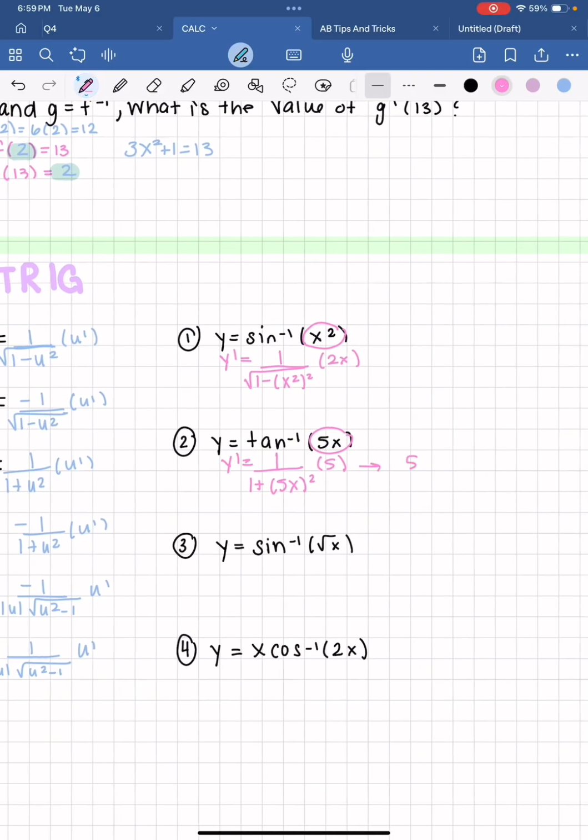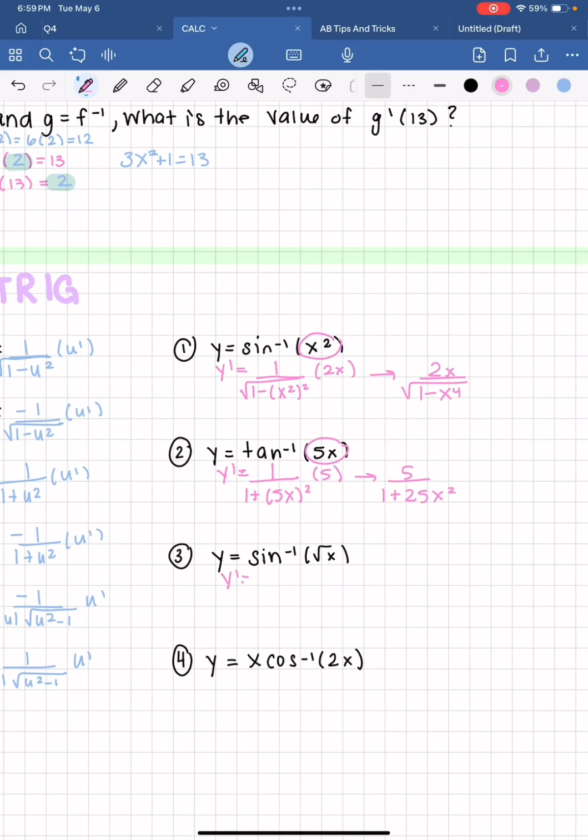How could the multiple choice write it, guys? They can do 5 over 1 plus 25x squared. And for this one, they could write it as 2x over the square root of 1 minus x to the 4th. So just be aware of that. All right, this one, y prime, 1 over the square root of 1 minus u squared du. I said memorize, radical x derives to 1 over 2 radical x. Here's a perfect example, because let's simplify this practice.